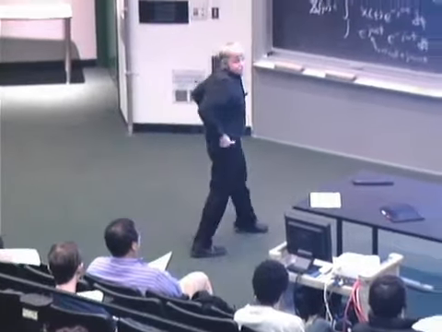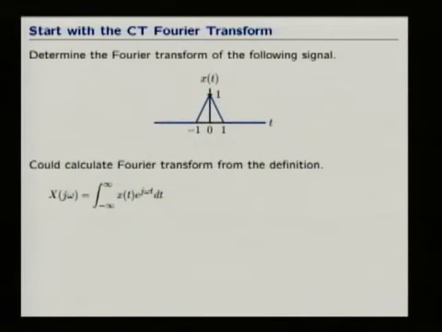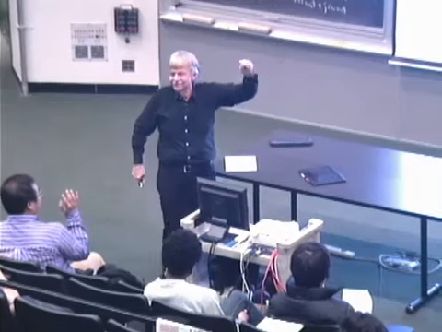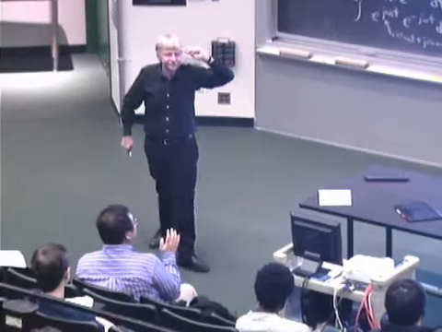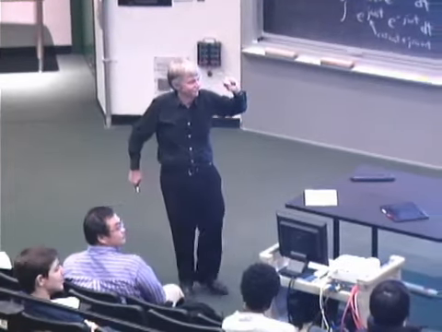So here's my base case. I want to think about the Fourier transform of a signal x of t that's a triangle. We could calculate the Fourier transform just from the definition. That's trivial, right? Good way, bad way. I can think of a better way to do it. What's a better way to do it?